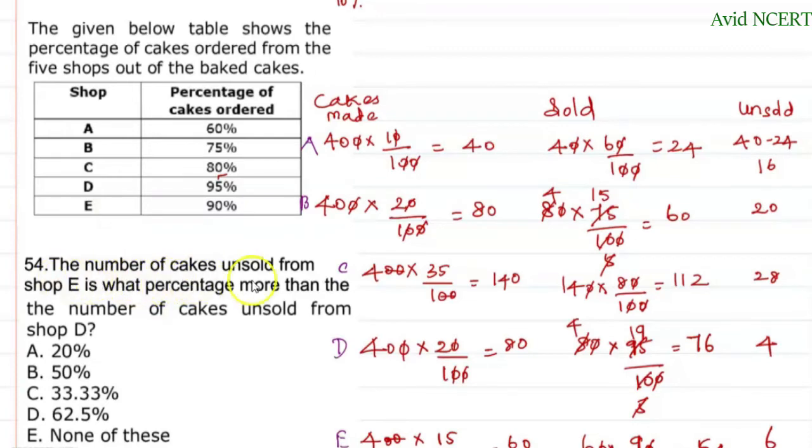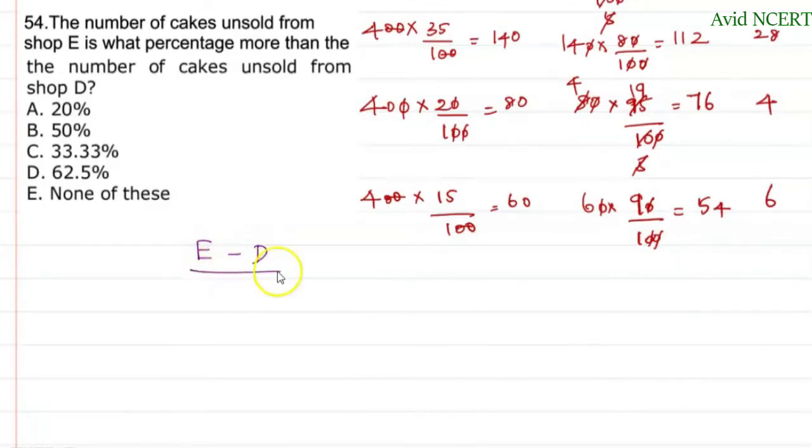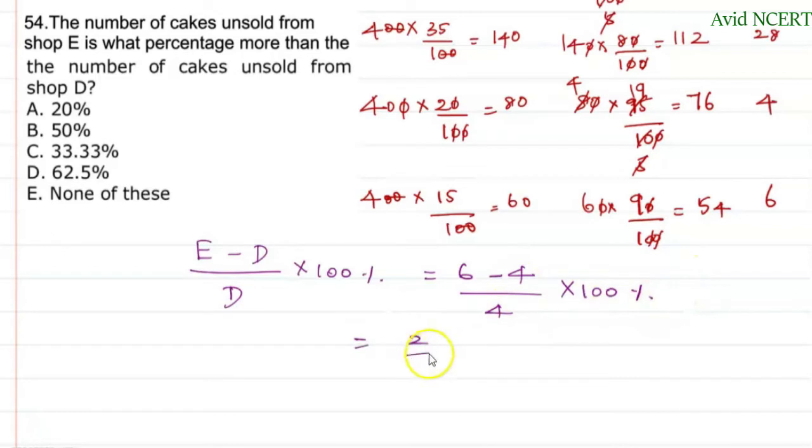The number of cakes unsold from shop E is what percentage more than the number of cakes unsold from shop D? So here shop E is more compared to shop D. It is (shop E minus shop D) divided by shop D, times 100%. So the unsold cakes in shop E are 6, minus unsold cakes in shop D, which is 4, divided by shop D's 4, times 100%, which equals 2 by 4 times 100%.